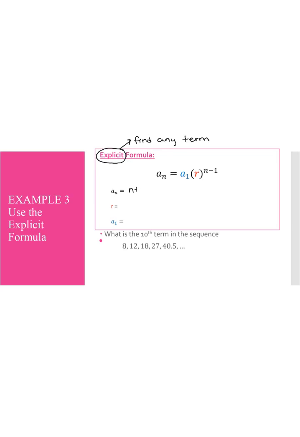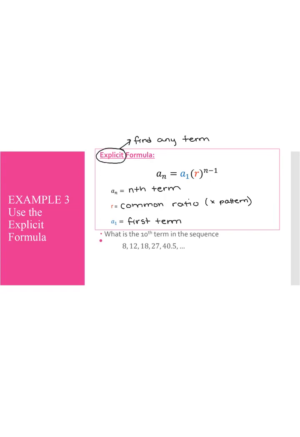utilizes the nth term as a sub n. r stands for that common ratio again, which again is also known as the multiplication pattern. And then a sub 1 is our first term. And in a later slide, we'll talk about why this formula is the way it is. But we're going to just start with doing an example.